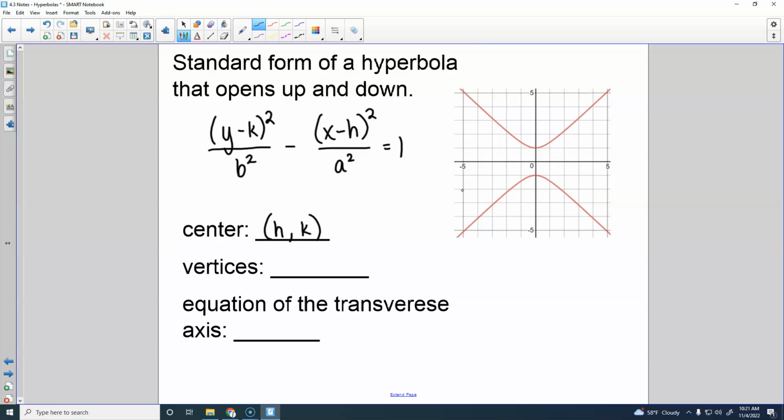In this case, your vertices are not going to be to the left and to the right. They're going to be up and down. So you are going to look at your y. You're going to use the b value underneath it, and you will go up and down that far from the center. So the vertices, the x coordinate will stay the same for these. The y coordinates will be k plus or minus b.